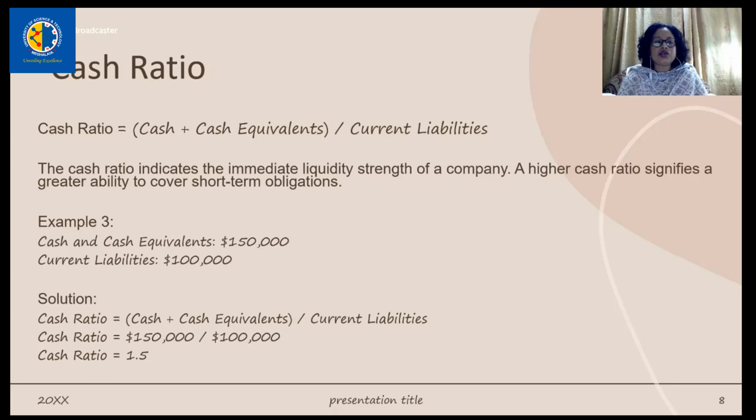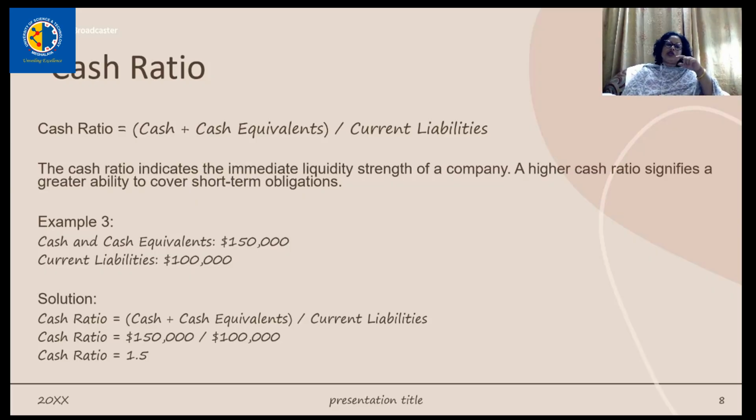Then the cash ratio: cash plus cash equivalents divided by current liabilities. These are all hypothetical values. These are all the values that I have put by my own. The cash ratio indicates the immediate liquidity strength of a company. A high cash ratio signifies a greater ability to cover short-term obligations.